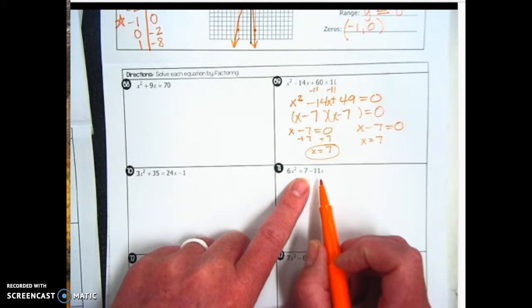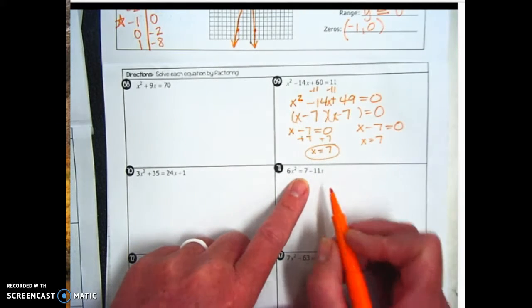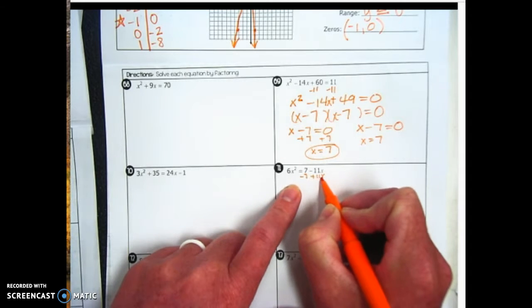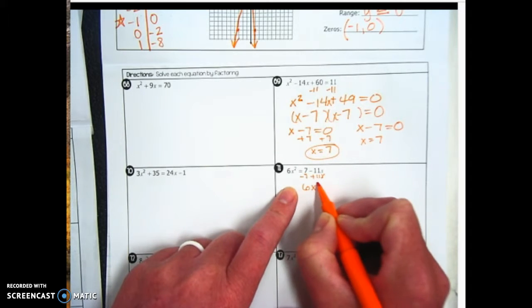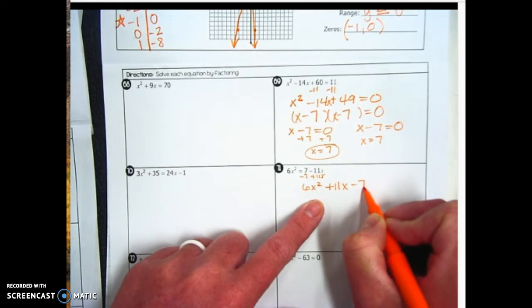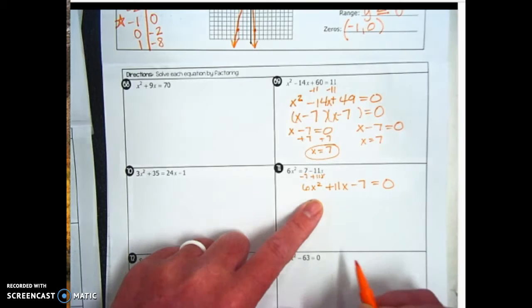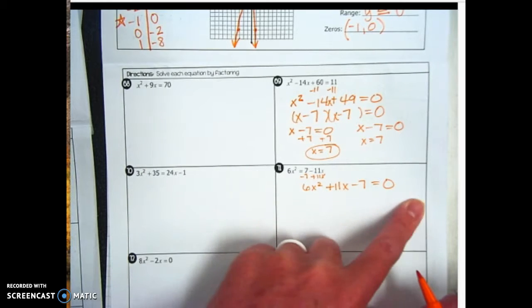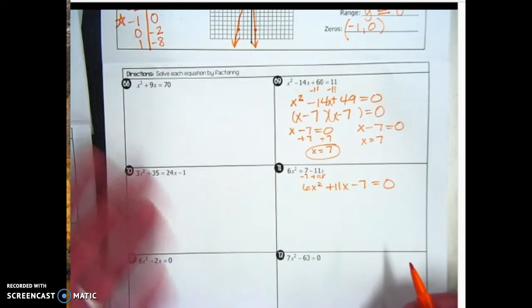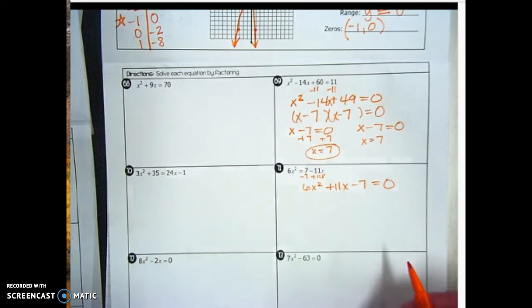Again, the first thing we need to do is set it equal to 0. So we're going to subtract 7 and add 11x. This will be 6x squared plus 11x minus 7 equals 0. So I put it in standard form. You could technically put the minus 7 second, but that wouldn't be standard form.